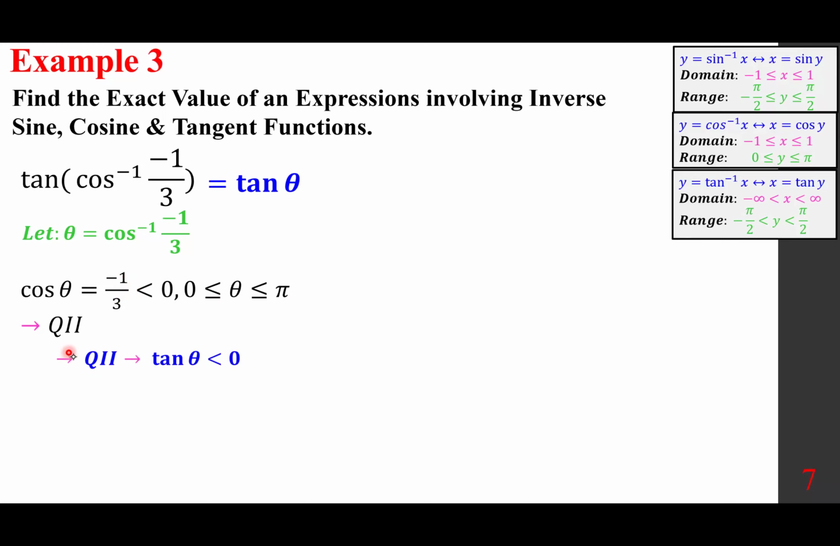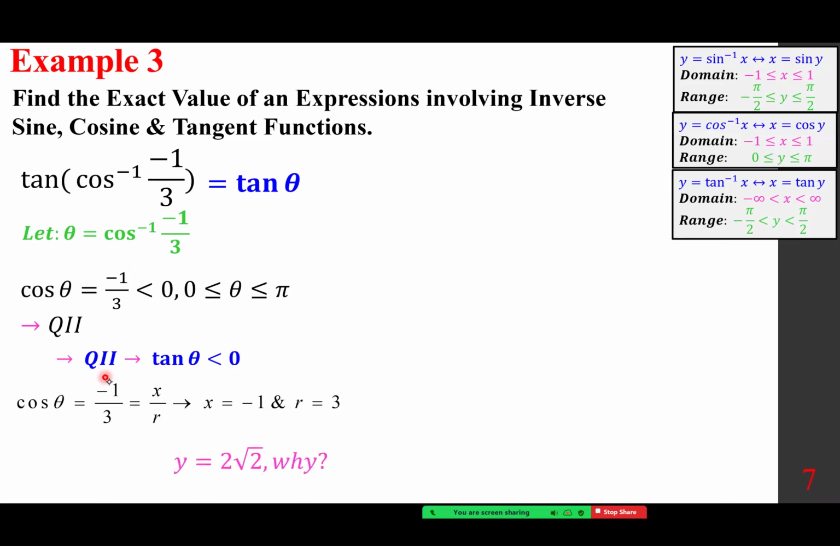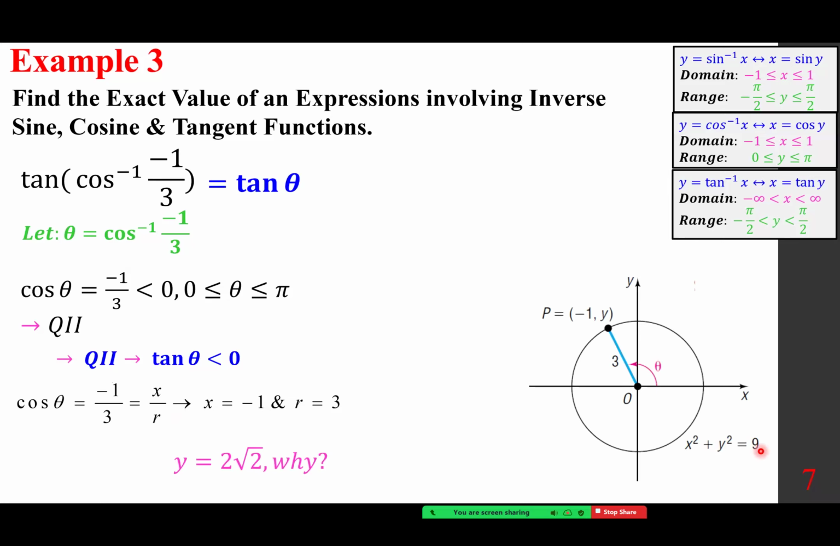That's extremely important. And we know cosine is x over r. So r must be 3, x must be negative. X squared plus y squared is r squared, and that makes y 2 square root of 2. By now we should know that. Let me show you this graph. X squared plus y squared equals 9. Let's just work it out here.